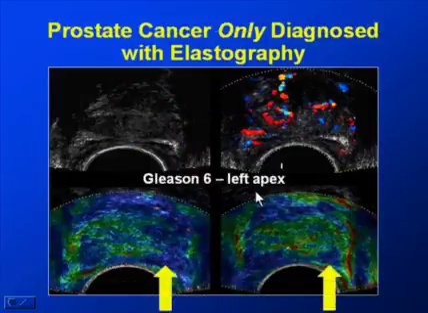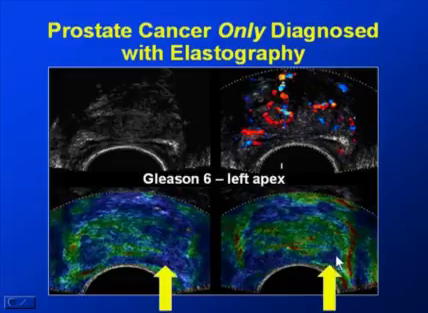Here's a prostate cancer that was only diagnosed with elastography. The arrow points out the small stiff lesion sitting here, whereas you can see the conventional grayscale and indeed even the color Doppler did not give us any indication that this patient had cancer at this location.